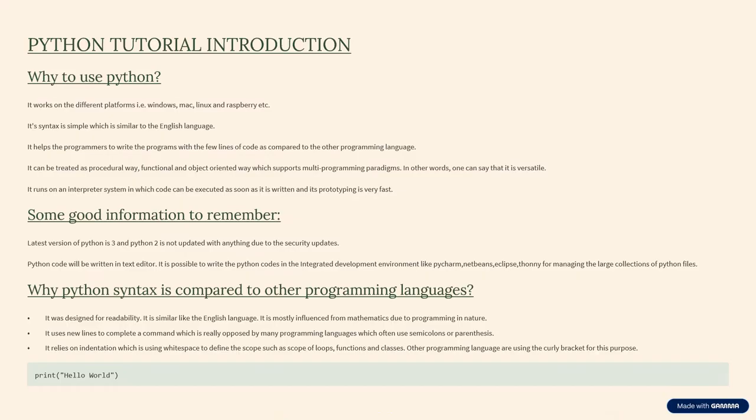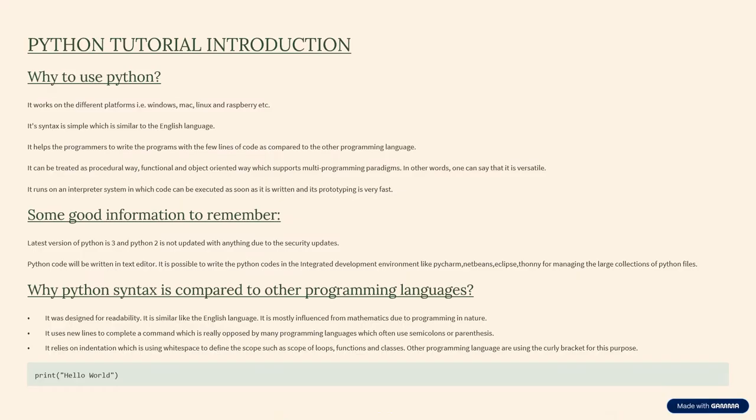It is also versatile. It runs on an interpreter system in which code can be executed as soon as it is written, and prototyping is very fast. Some good information to remember: the latest version of Python is 3. Python code can be written in a text editor. It is also possible to write Python code in an integrated development environment like PyCharm, NetBeans, or Thonny for managing a large collection of Python files.